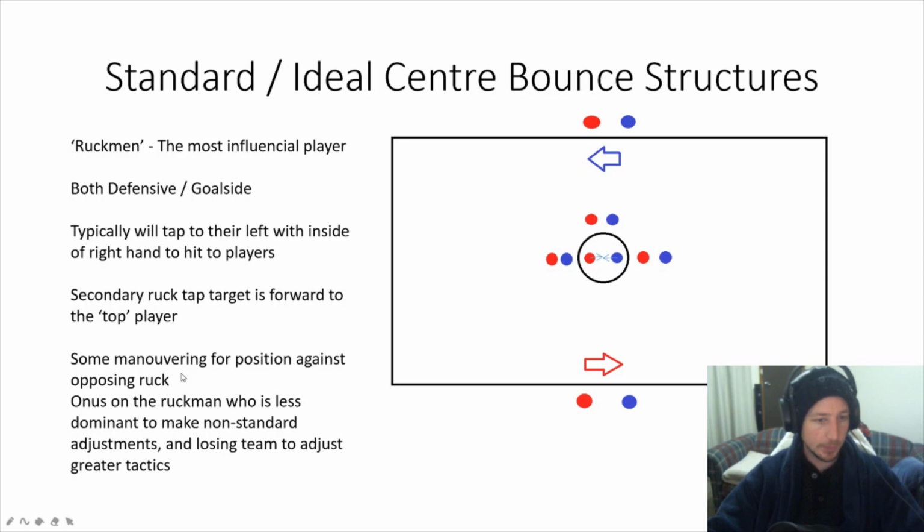Right. So there's some maneuvering: the onus is on the ruckman who is less dominant to make non-standard adjustments, and the losing team to adjust. Basically that just means if you're winning, you don't have to change a thing. And if you're losing, well, you've got to change something.